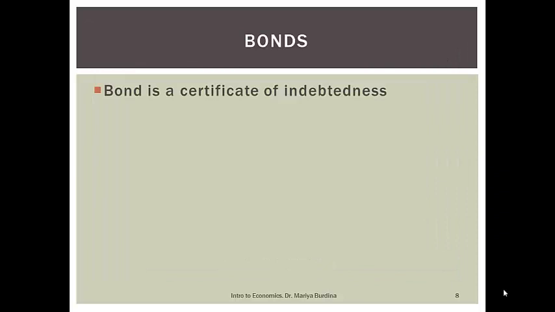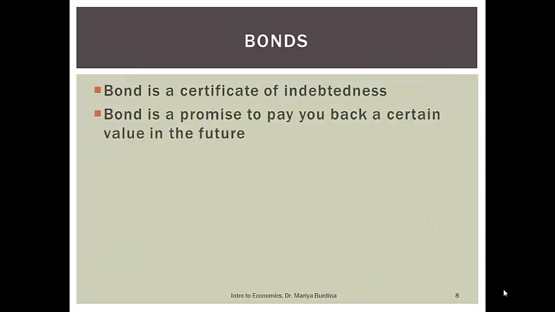A bond is a certificate of indebtedness. It's a promise to pay you back a certain value in the future. So a bond is nothing else but a piece of paper that says that I promise to pay you back a certain amount in the future. The future is going to be determined by the maturity rate. Maturity rate is in how many months or years I promise to pay you back.